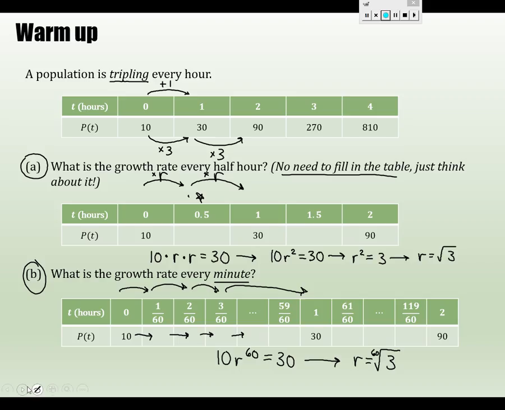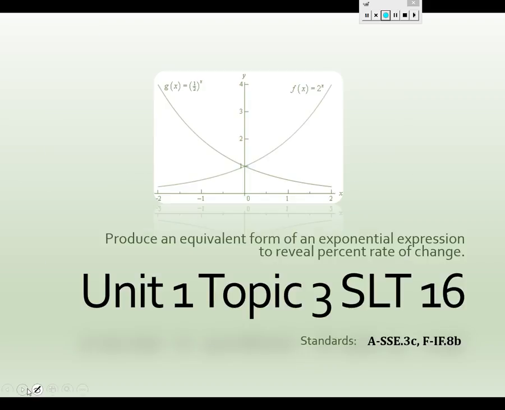Great. That sets the stage very nicely for SLT 16. So let's take a look at this first resource. It's titled at the top, Manipulate Exponential Models to Reveal Information, Guided Notes. So that's what it says at the top.